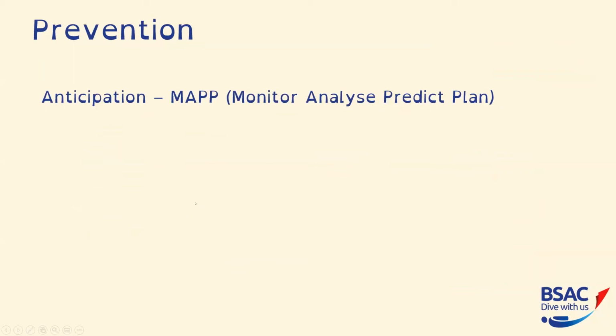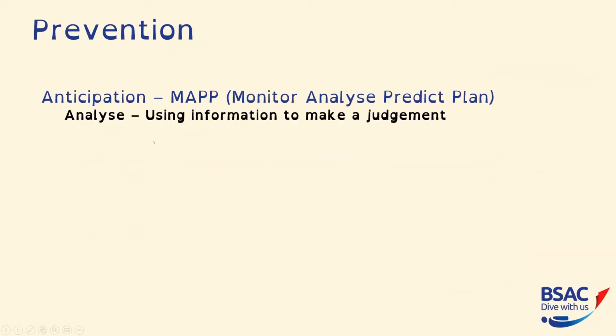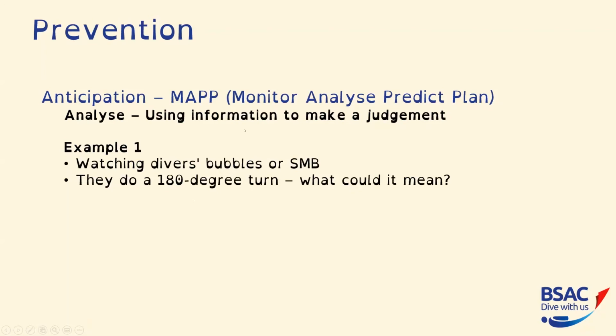So we've got the next phase, which is analyze. So using the information to make a judgment. So here's an example, and I'd like you to come back with what you do in terms of this. So you're watching divers' bubbles, or maybe you're watching their SMB, and then suddenly they do a 180-degree turn. What could that mean? What would you analyze that to mean? So Barry says it could be a problem. Yeah, it could be.